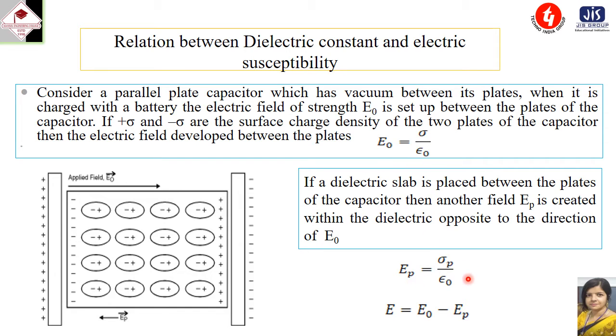Now EP equals what? Sigma P by epsilon 0. So our net field, that is E0 minus EP, we can write as E0, which is sigma by epsilon 0, and EP, which is sigma P by epsilon 0. So sigma by epsilon 0 minus sigma P by epsilon 0 is our electric field.